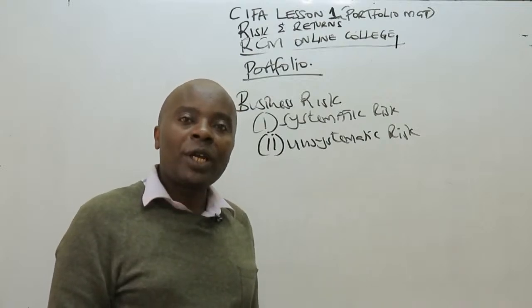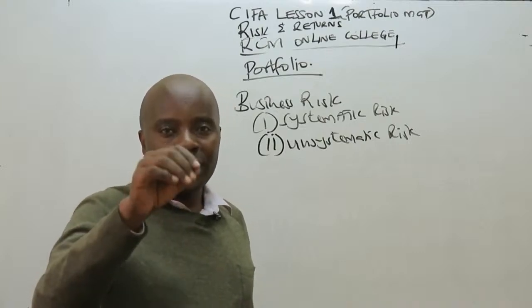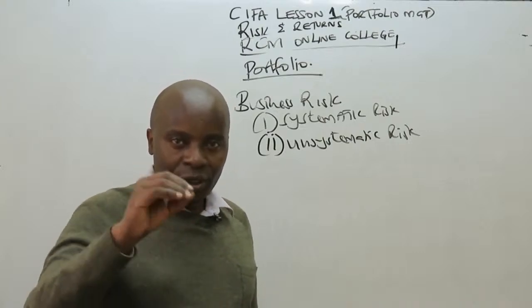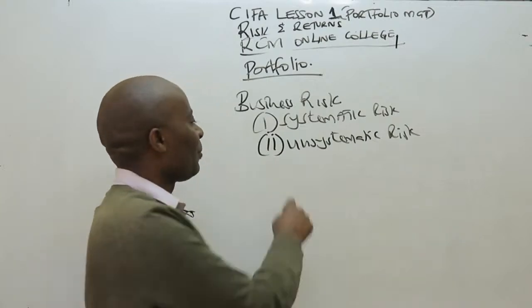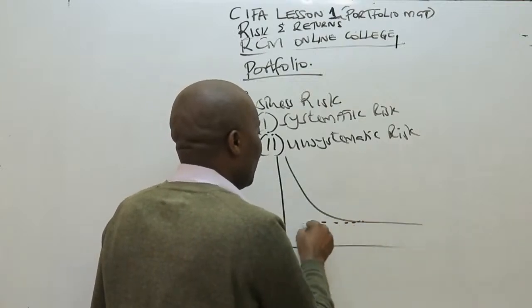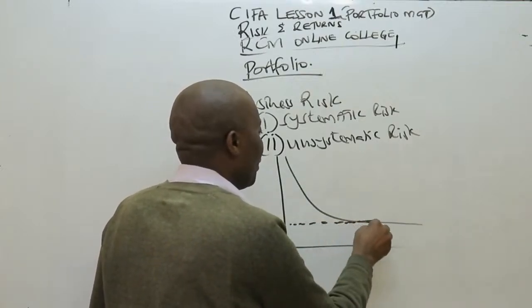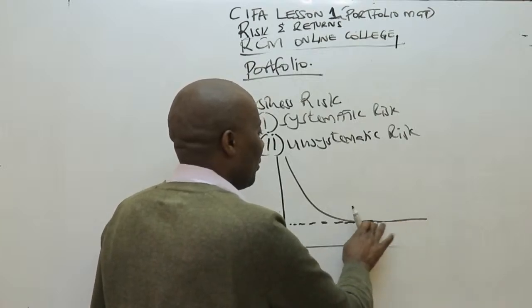So great students of mine, listen to me very well. Whenever you have your examiner asking you to differentiate between the two types of risks, you're supposed to draw a diagram. Draw a diagram like this.